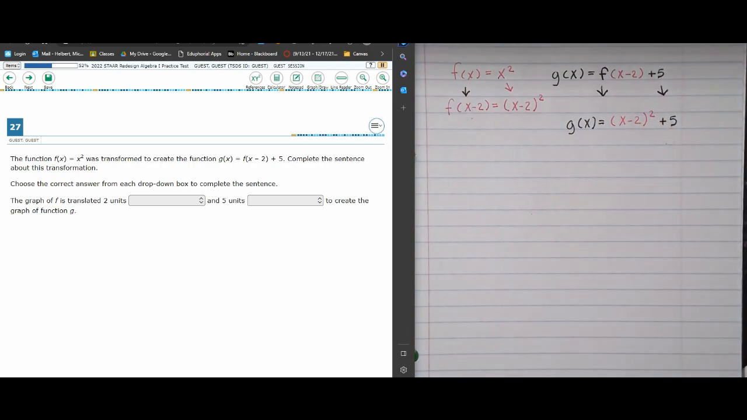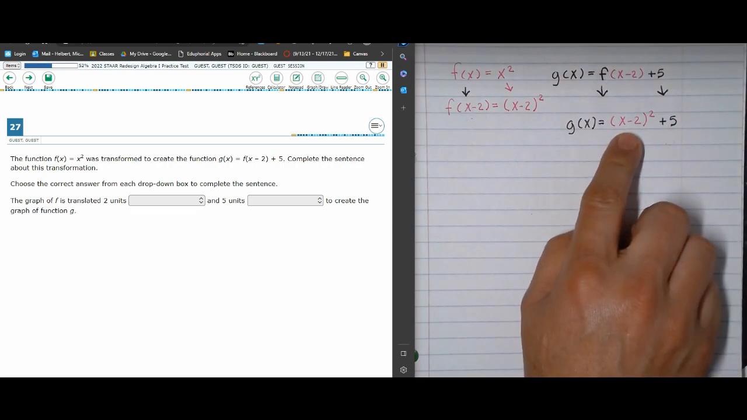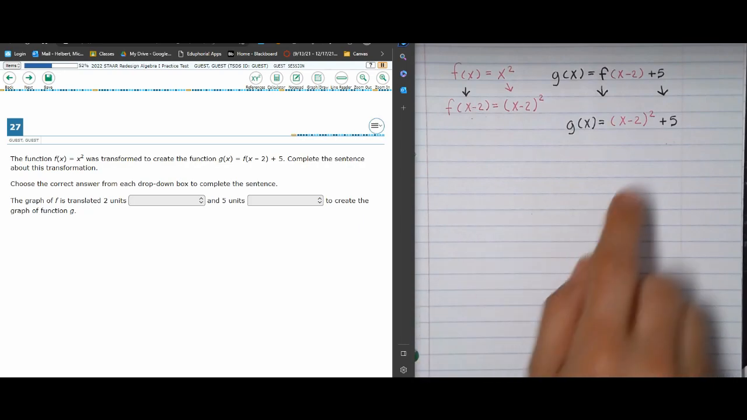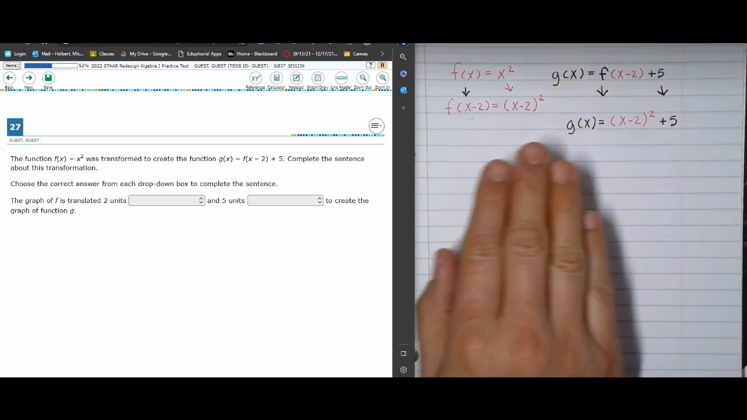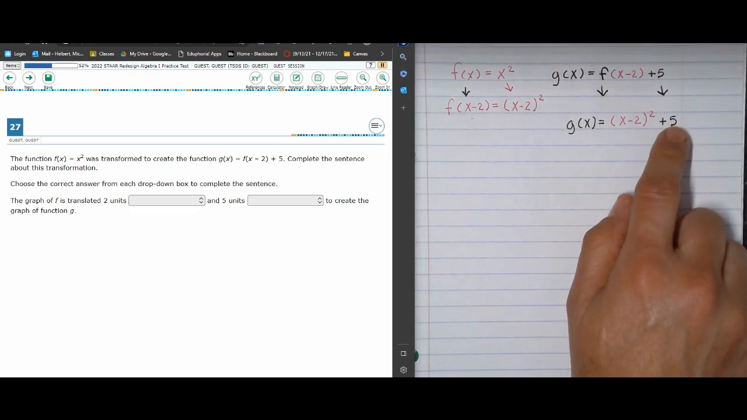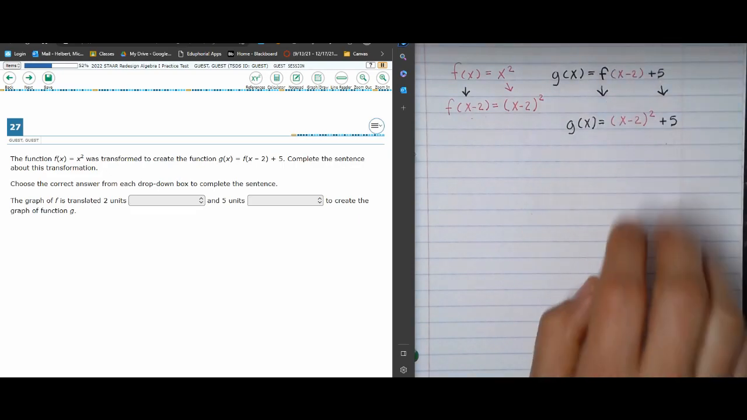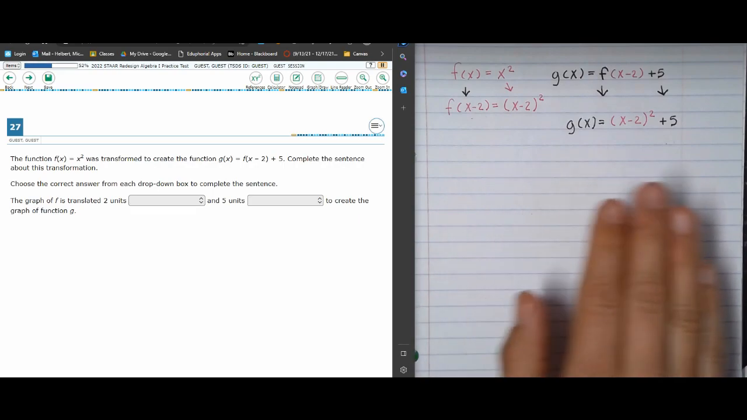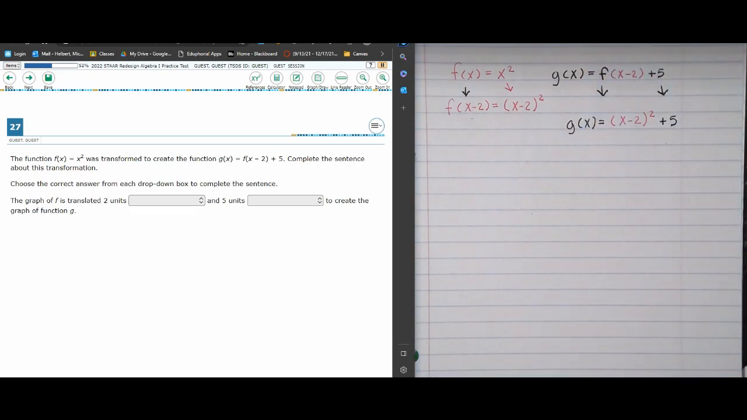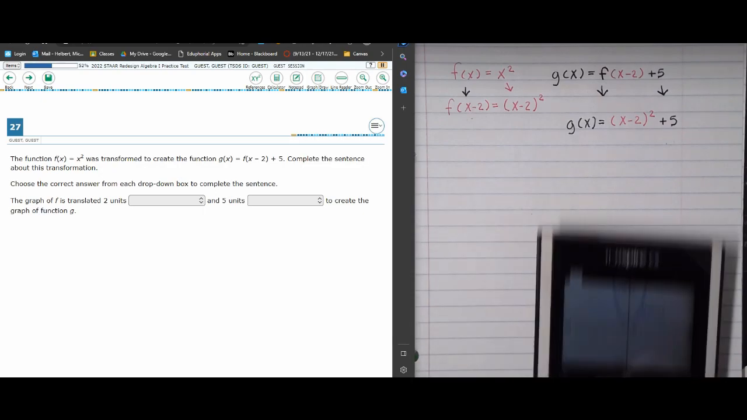Now what we learned in class was that anytime we have a change to the x that occurs like this within the parentheses, it's always going to shift it left or right. And anytime we just add or subtract a constant, it's going to move it up or down. So we're going to have a horizontal shift and a vertical shift. So this is two different transformations occurring to this particular function. Now let's graph it, because I think it'll make more sense if we actually look at the picture.